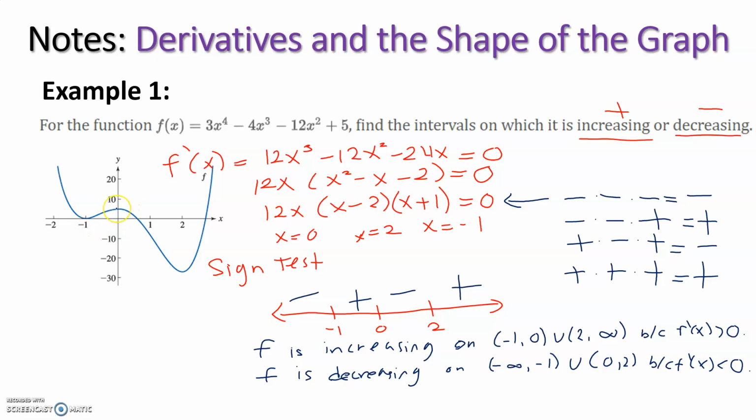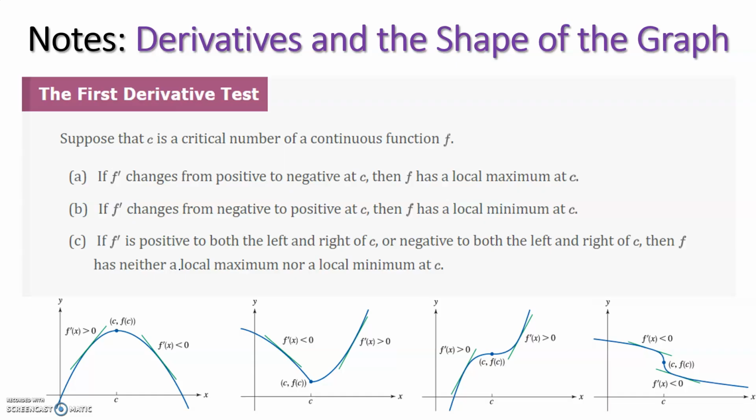All right, let's take a look at what we call the first derivative test. It says, suppose that c is a critical number, i.e. a place where the derivative is 0 or doesn't exist, of a continuous function. If f prime changes from positive to negative, then it's the location of a local maximum, we have a peak, right?